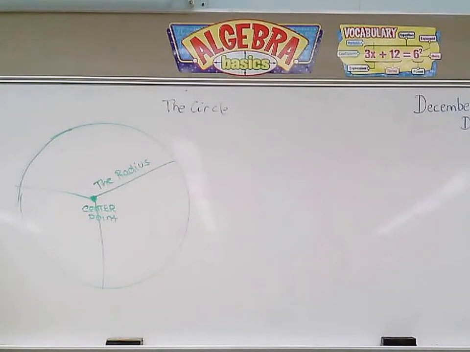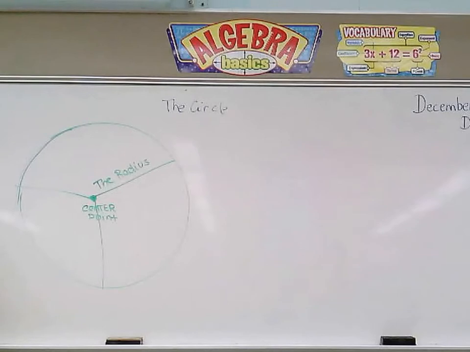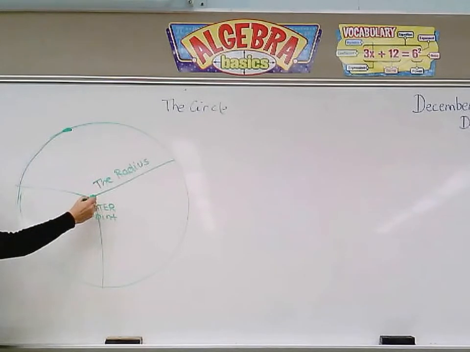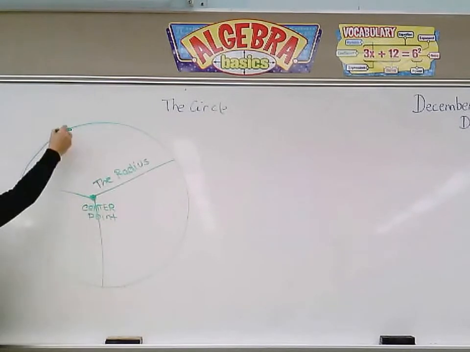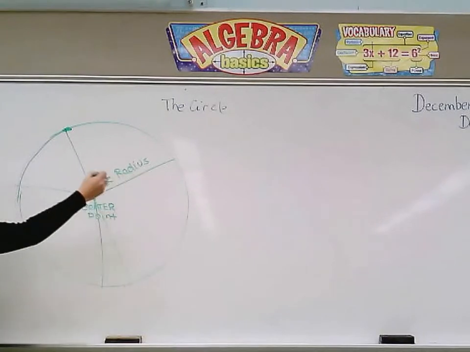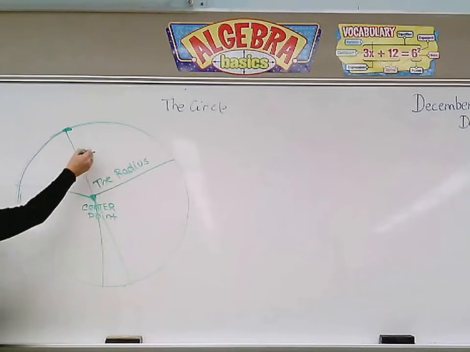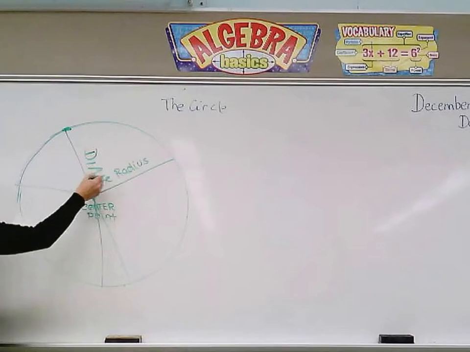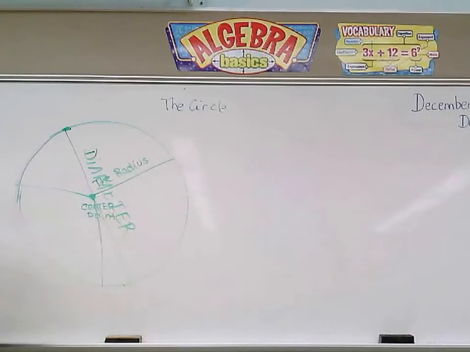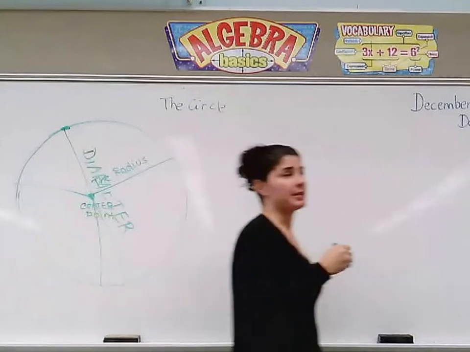Then there's another line that's twice as big as the radius. It goes from one side of the circle through the middle and to the other side. It's a very straight line that does something like this. And it's twice the radius. And that's called the diameter. So I'm going to look at the word diameter. And that's the longer of the two lines.